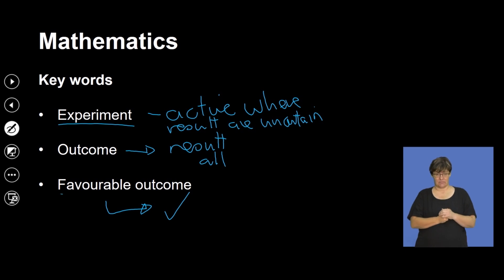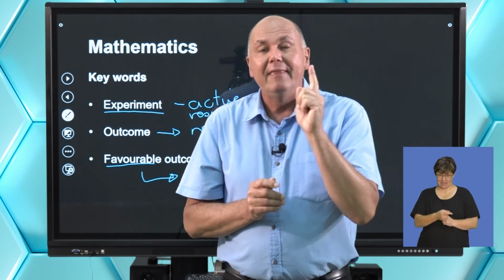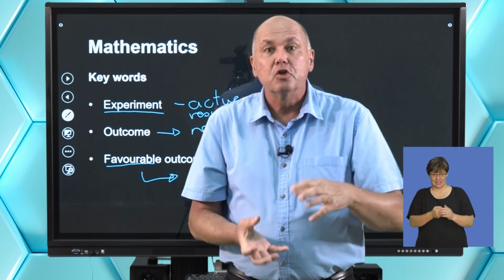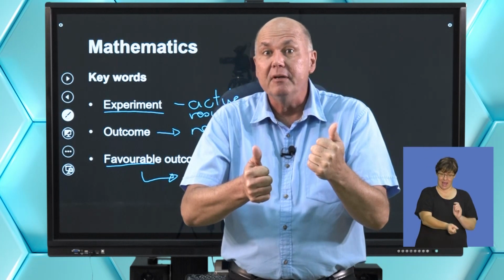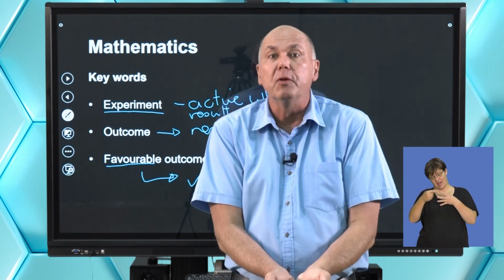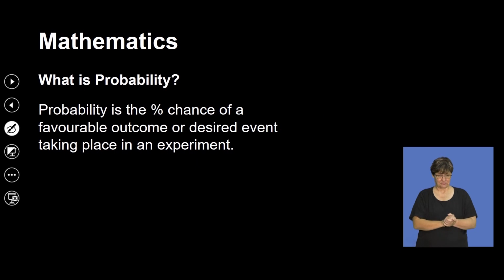Okay. And we're interested in being able to look at the relationship between all the results and those that we really want to happen. And that's what probability is all about. Trying to establish the relationship between what we would like to happen and considering all the possibilities of what could happen. Let's make it clear. And so in our definition here of what probability is, we're saying probability is the percentage chance of a favorable event taking place, or a favorable outcome or desired event taking place in an experiment.